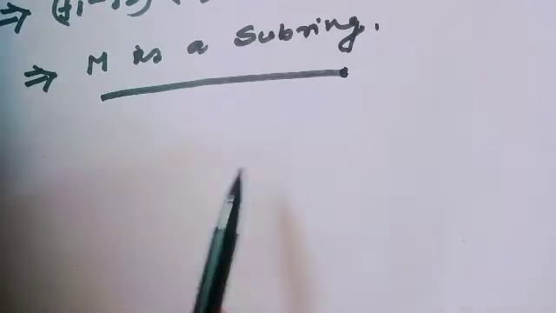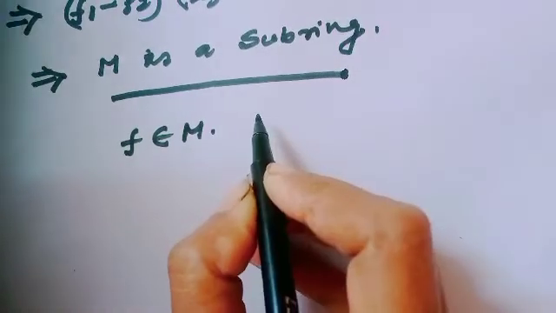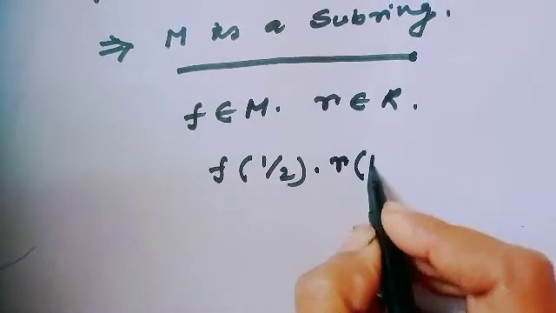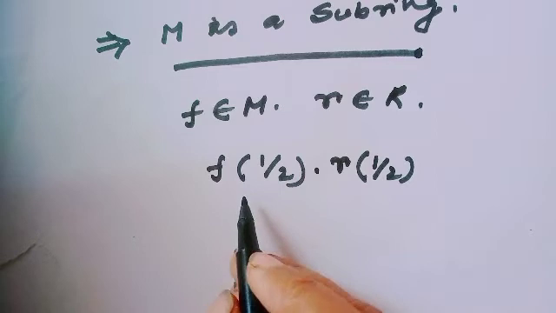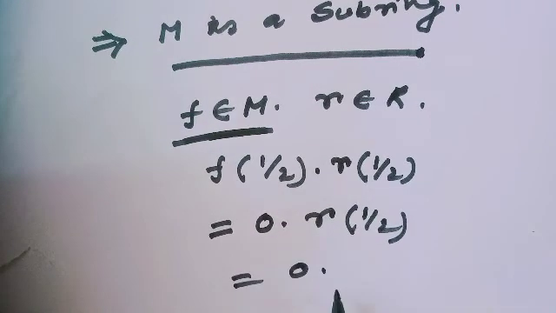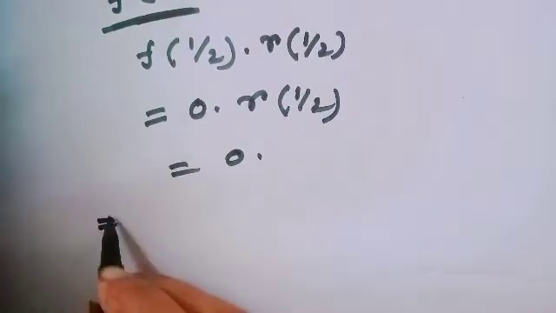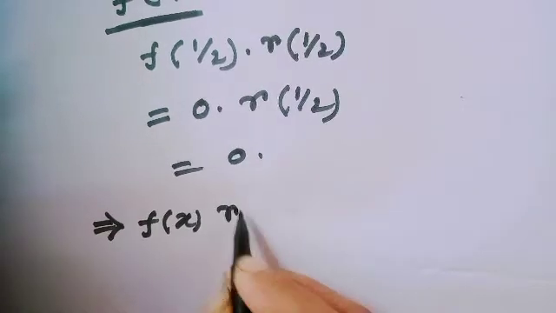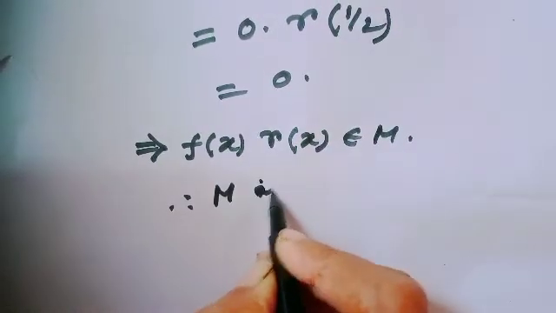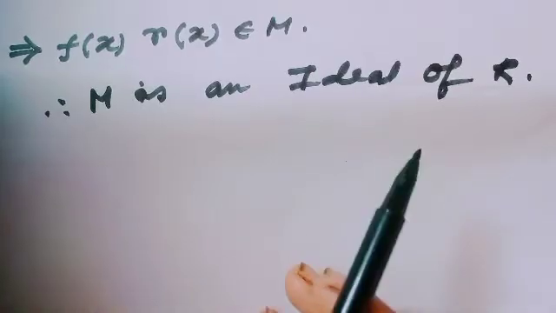Since the set is a subring, now I will check whether the set is an ideal. Consider a function f belonging to M and a small r belonging to the ring R. Then f(1/2) times r(1/2), since f belongs to the set M, is obviously equal to 0 times r(1/2). That means this is equal to 0. From this line, we can easily tell that f(x) times r(x) belongs to M. That means obviously M is an ideal of the ring R. So I have got that M is an ideal of the ring R.